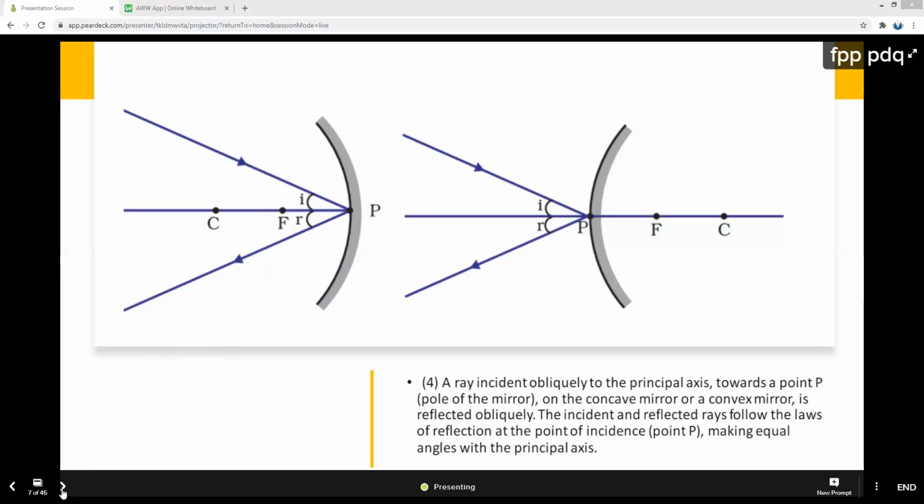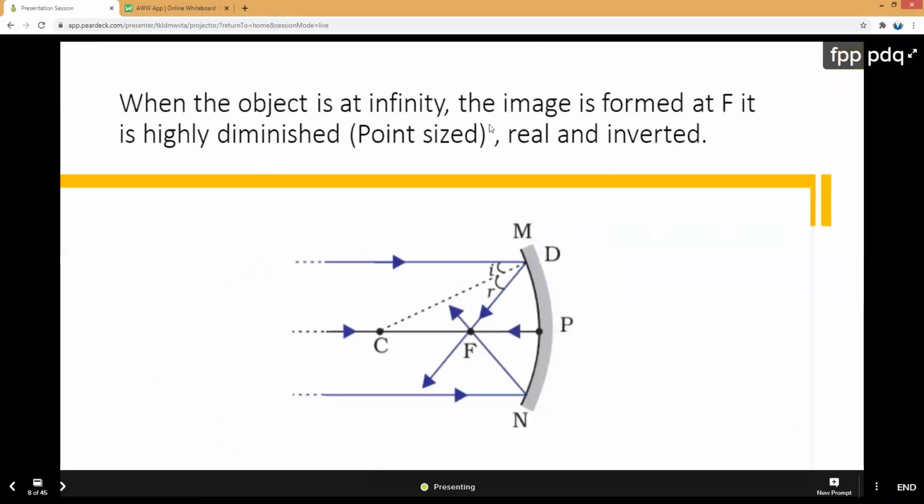So now we'll go on to the ray diagrams. First of all, we're starting with the concave mirror. So Kadir, you can try.